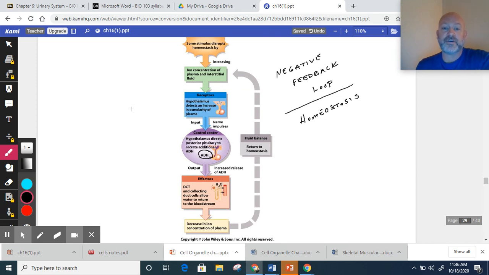There's effectors that are going to be receiving antidiuretic hormone that are embedded in the walls of the distal convoluted tubules and the collecting ducts. And it's going to cause the water that's in those tubes to be returned back into the blood, therefore reversing the original problem, right? What's the original problem? The ion concentration in the blood is increased, but when we add more water to the blood, it decreases the ion concentration. Okay, so this is why we call this a negative feedback. We're reversing the original problem.